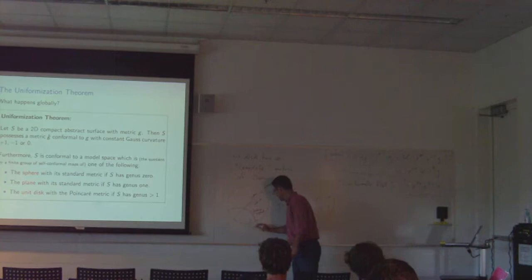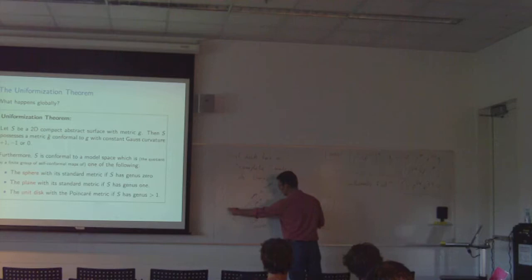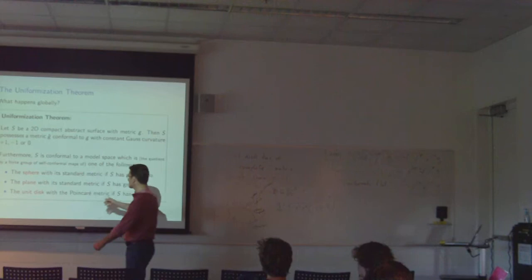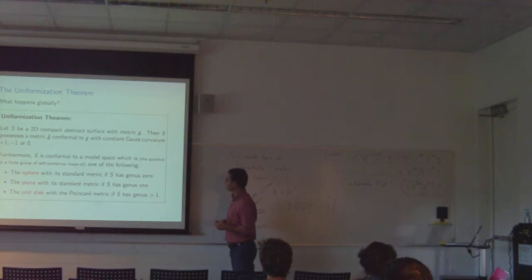So the geodesics of the Poincaré disk, the Poincaré metric, are circular arcs making orthogonal contact with the boundary. And you should think of them as being infinitely long. It takes an infinite amount of distance to go from here to here. And it turns out that any surface with curvature negative 1 is conformally equivalent to the unit disk with this Poincaré metric.